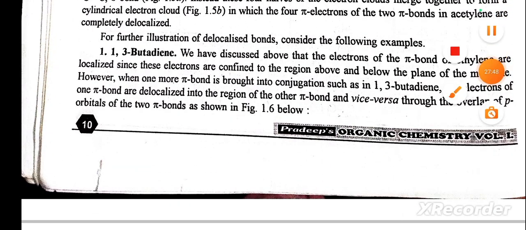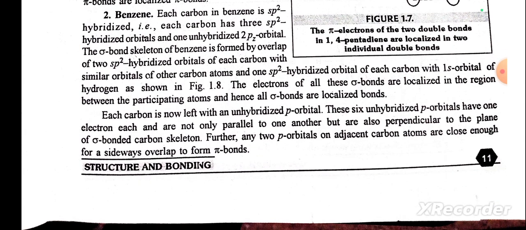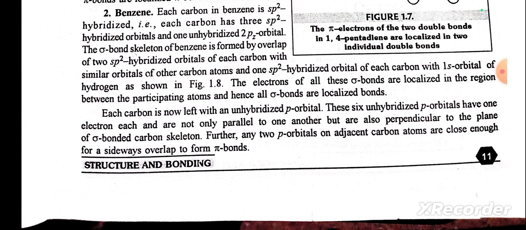Further, excluding benzene. Each carbon in benzene is sp2 hybridized. Each carbon has the sp2 hybridized orbitals and one unhybridized 2pz orbital. The sigma bond skeleton of benzene is formed by the overlap of two sp2 orbitals of each carbon with the similar orbitals of the neighboring carbon atoms, and one sp2 hybridized orbital of each carbon with the 1s orbital of a hydrogen, as shown in figure 1.8.